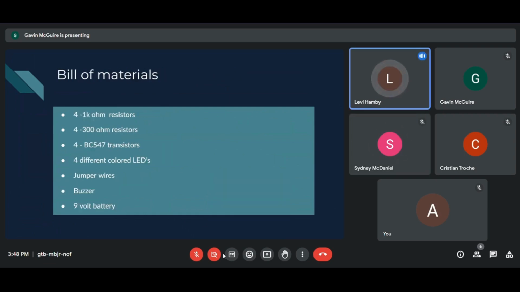The materials that we used are 4 1000 ohm resistors, 4 300 ohm resistors, 4 BC547 transistors, which are the most important component of the circuit, 4 different colored LEDs, jumper wires, a buzzer to give us the sound alert, and a 9-volt battery to power the circuit.